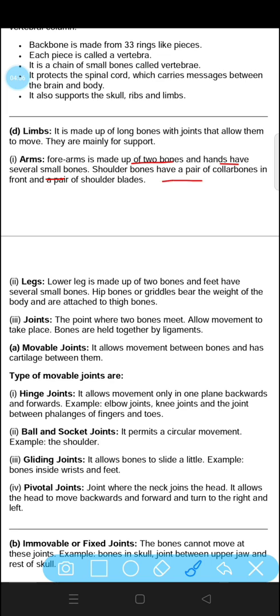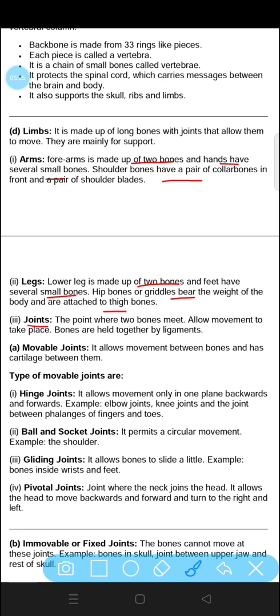Shoulder bones have a pair of collar bones in front and a pair of shoulder blades. Legs: the lower leg is made up of two bones. Like the hand, the forearm is made up of two bones and hands have several small bones. The leg also is made up of two bones and feet have several small bones. They have similar structures. Hip bones or girdles bear the weight of the body and are attached to the thigh bones. Now let's talk about the joints.